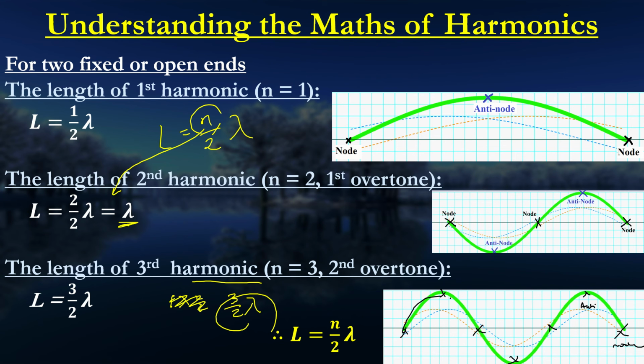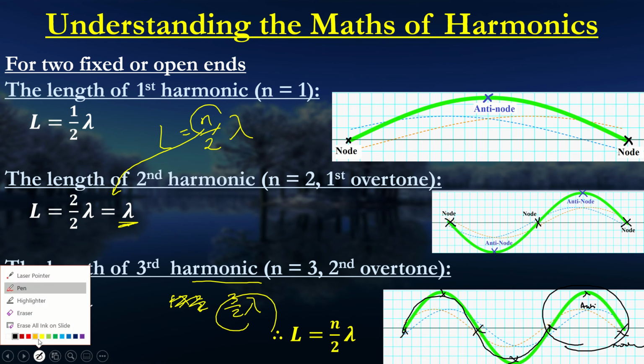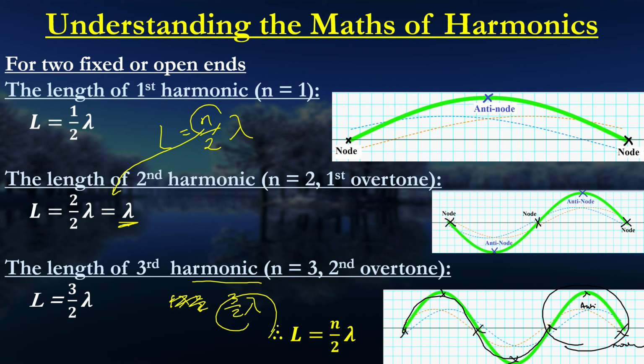So if this is 1 wavelength here, this is an extra half, as you can see with the 2 diagrams we've shown above. So 3 over 2 wavelengths. We can actually show a general formula for this. We can say that the length of a string on a 2 fixed end instrument will be n divided by 2 wavelengths.